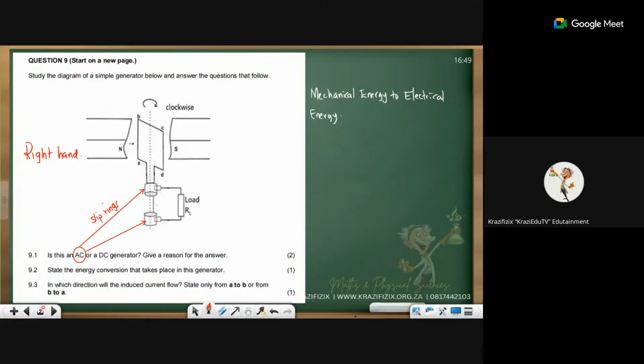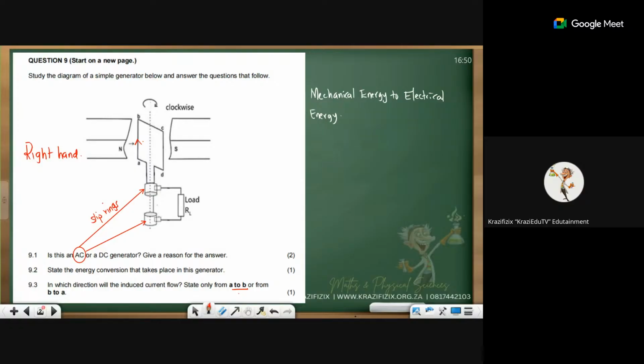You're using your right hand. Your thumb is pointing up. Your first finger is pointing to the south. And your second finger, we're looking for the direction of current. So you put your hand by the north, and we are told it's clockwise. So my thumb is pointing up, and my second finger will be pointing in. So it should move from A to B.